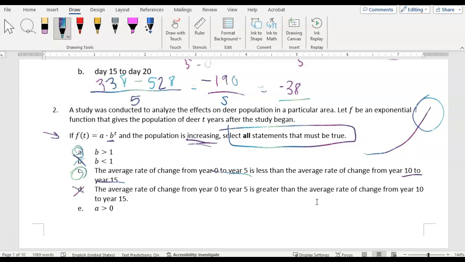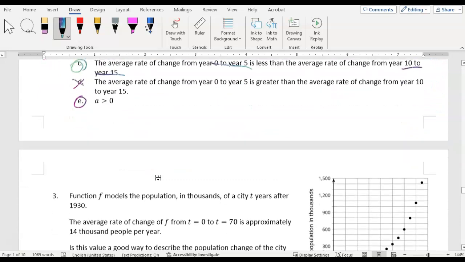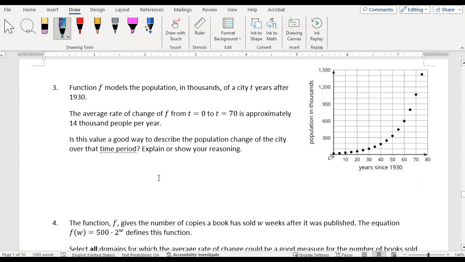And then a is greater than 0. So a is our initial amount. Remember, that's the original amount. And that does need to be greater than 0 for us to make this work. Otherwise, we would be multiplying 0 times whatever would still be 0. And we do know that the population is increasing.